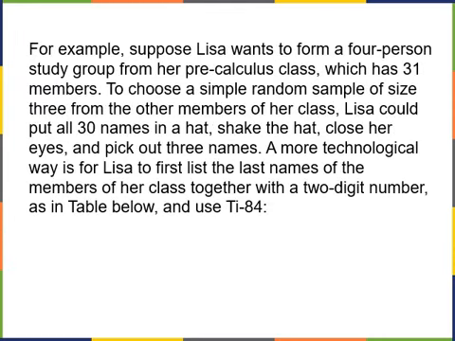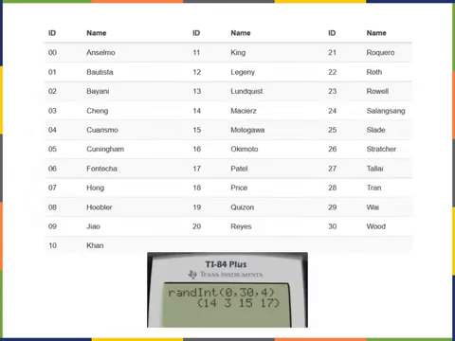So for example, suppose Lisa wants to form a 4-person study group from her pre-calculus class, which has 31 members. To choose a simple random sample of size 3 from the other members of her class, Lisa could put all 30 names in a hat, shake the hat, close her eyes, and pick out 3 names. A more technological way is for Lisa to first list the last names of the members of her class together with a 2-digit number, and then use a random number generator to pick 3 times from the numbers between 1 and 30.